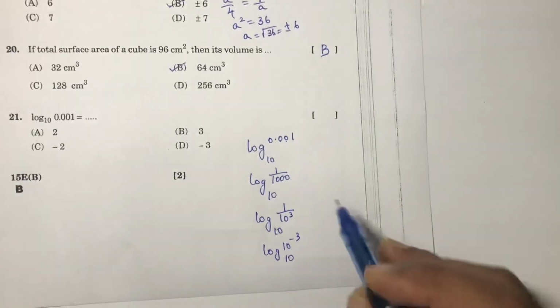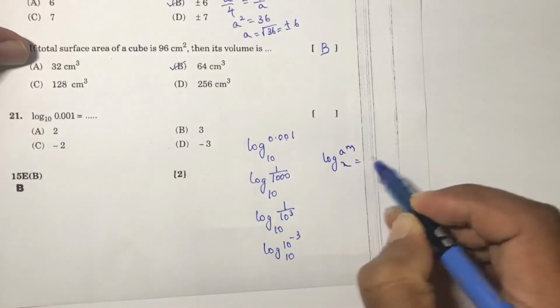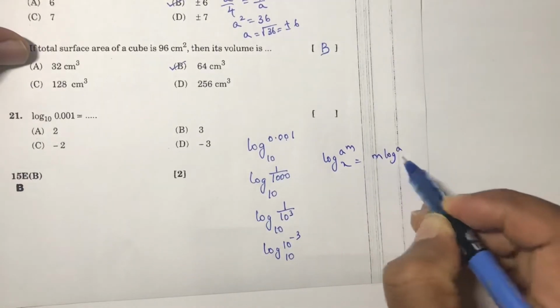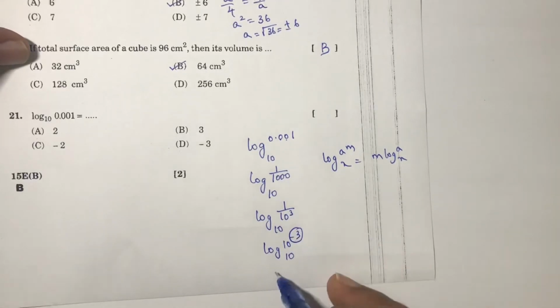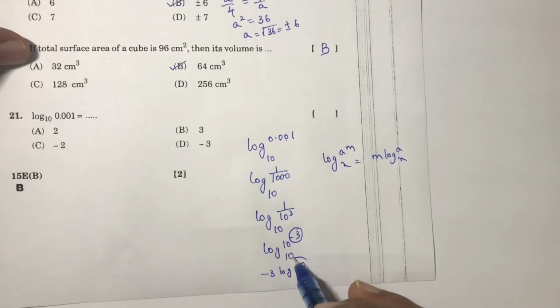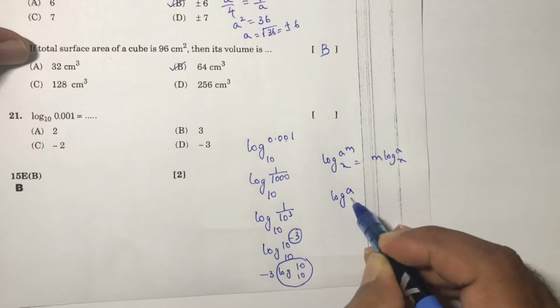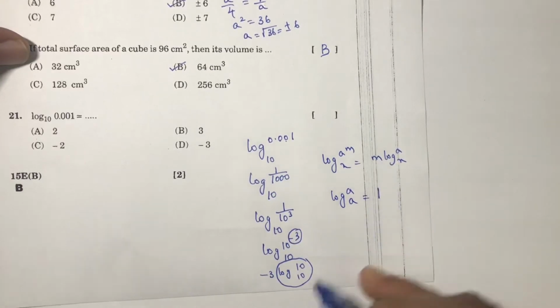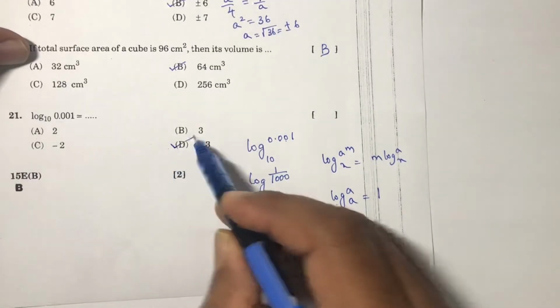Here I'll use the formula for logarithm of power, that is log a power m to the base x equals m log a to the base x. So here in place of m we have minus 3, so minus 3 log 10 to the base 10. Log 10 to the base 10 is 1 because logarithm of a number to the same base is 1. Minus 3 into 1, so the answer is minus 3. Correct option is D.